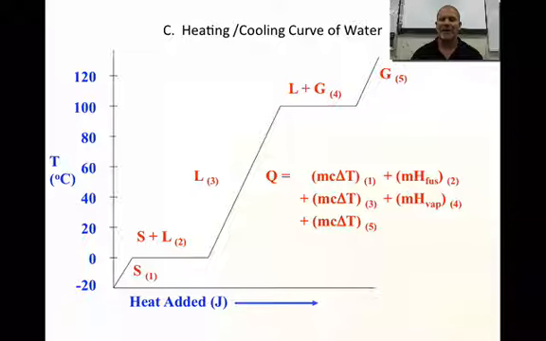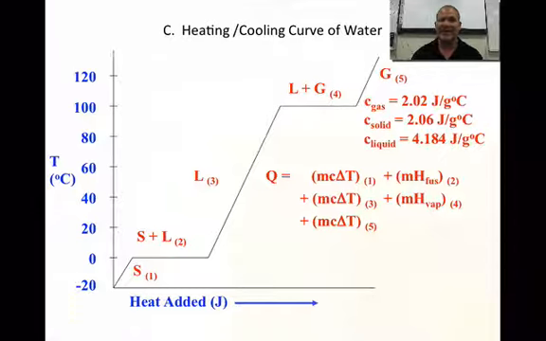Now, all the specific heats, I do provide them for you, and I will always provide them for you for all the substances. For the specific heat of water, there are 3 of them. For gas, it's 2.02. As a solid, as ice, it's 2.06. And as a liquid, it's 4.184, and you've been used to that.